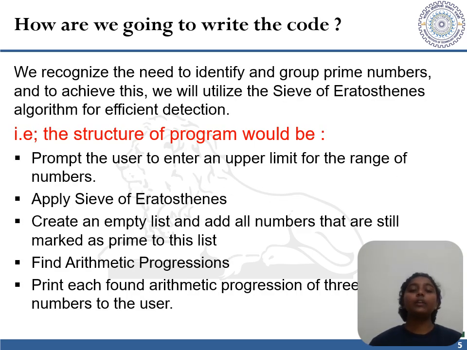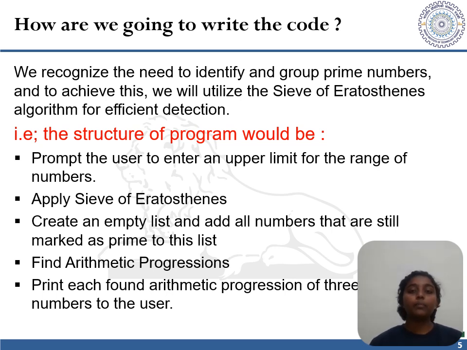So how are we going to write this code? By now you would have recognized the need to identify and group prime numbers and list them down separately so that we can look into the patterns that they fall into. So first let us list down the objectives that we wish to complete by writing this code.